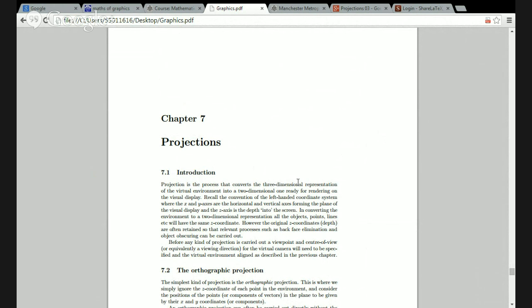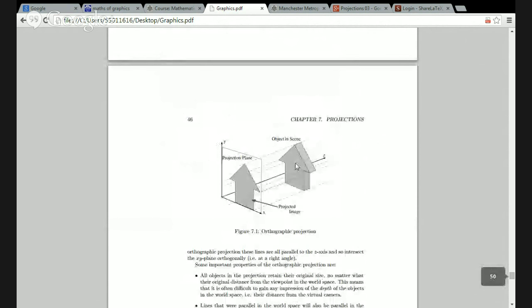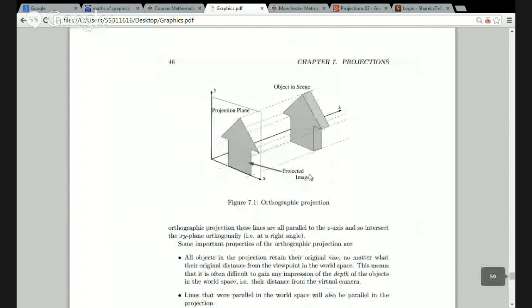We talked about projections last week. Just a very, very quick recap. The most naive kind of projection, or the simplest kind of projection, was just where you forgot about the z coordinate.